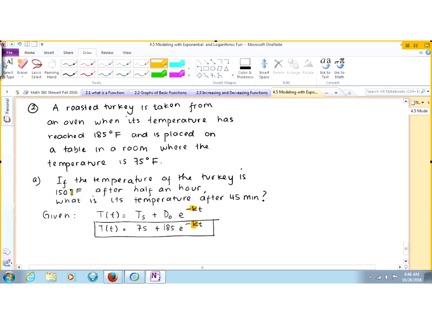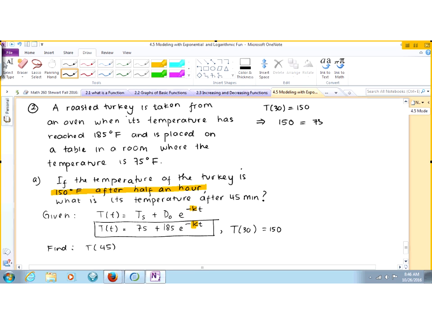Now, what is this? It says the temperature is 150 after half an hour. How do I write that? T of 30 minutes, so now we're talking about minutes, right? Is equal to 150, and then you need to find T of 45. How do you do it? Find k first. So T of 30 is equal to 150.